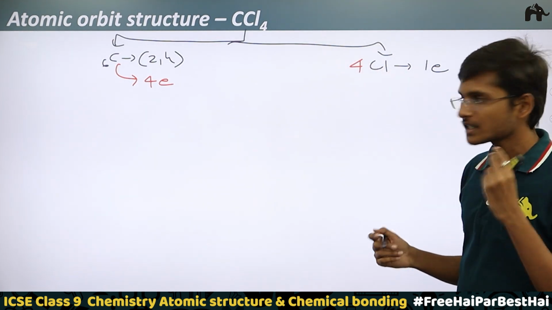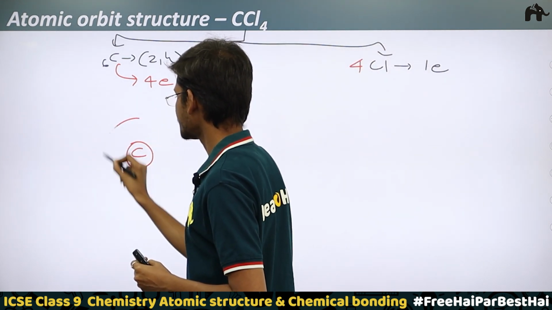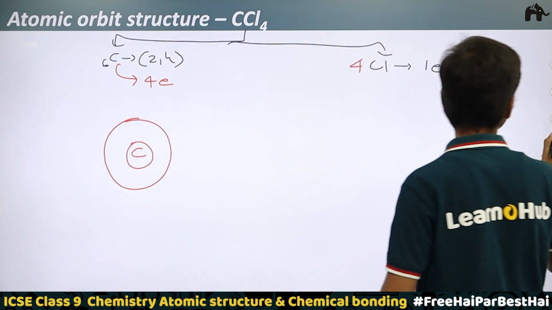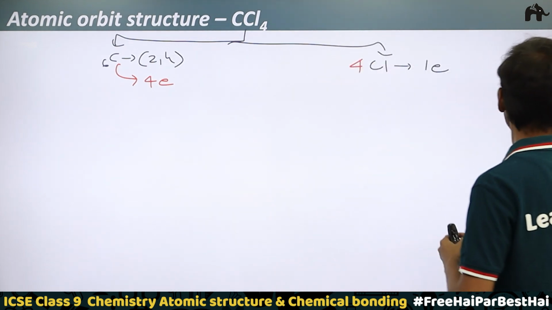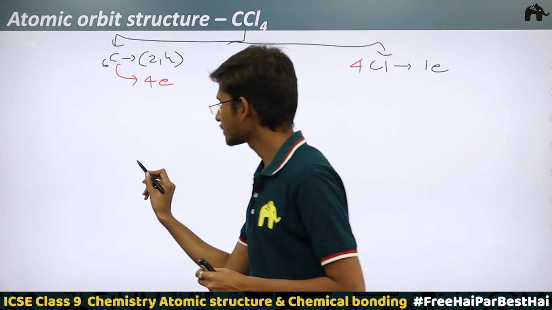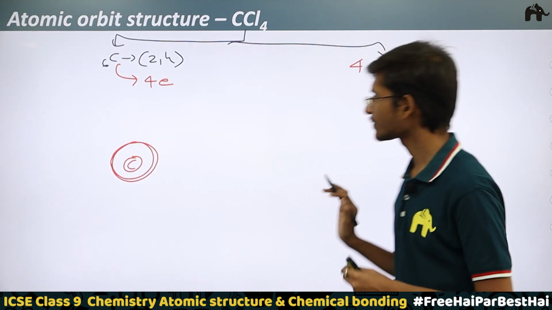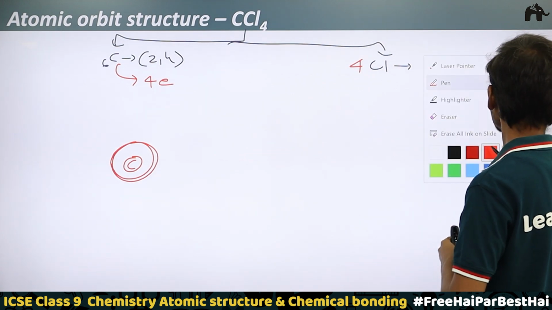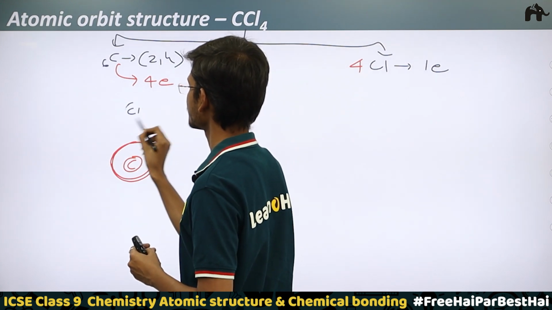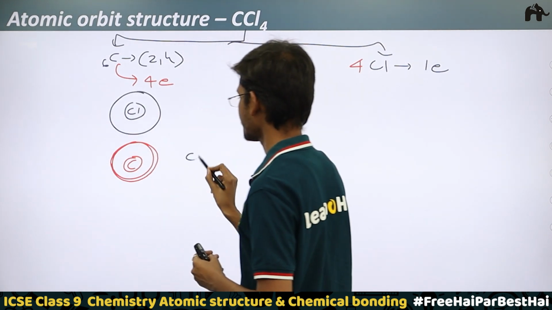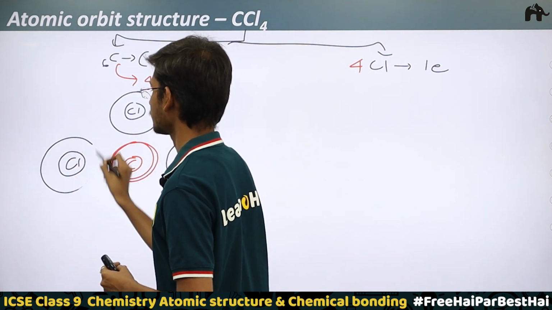Now they would arrange in such a way that the carbon atom would be at the center. I need to draw this slightly smaller in order to accommodate carbon. Fine. And then the 4 chlorine atoms on the 4 sides of the carbon atom.